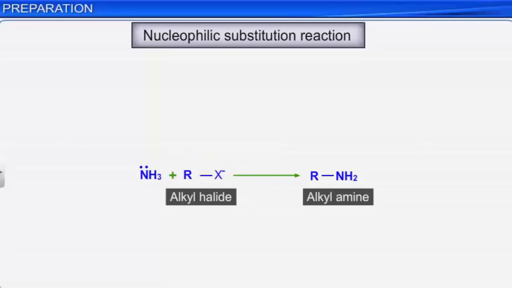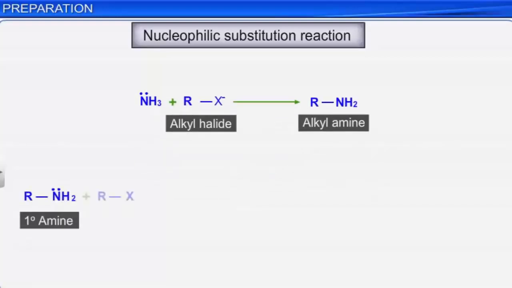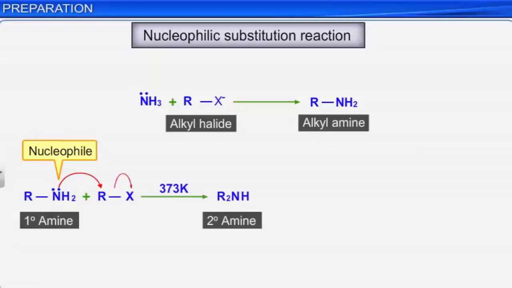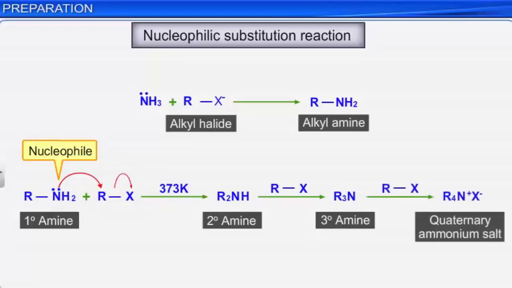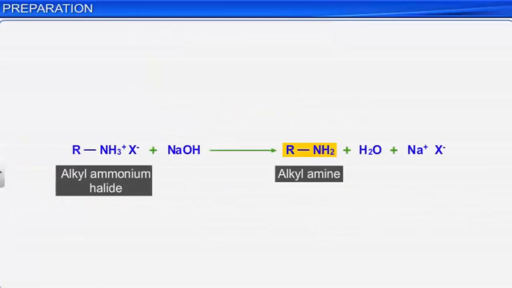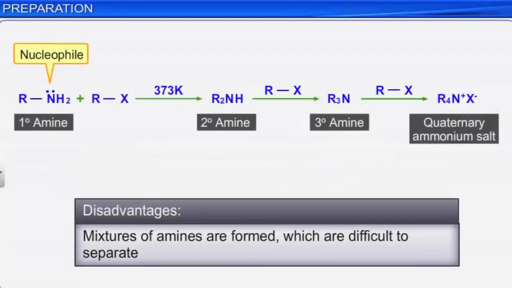The primary amine thus obtained acts as a nucleophile and reacts further with more alkyl halide to form secondary and tertiary amines as well as quaternary ammonium salt. The free amine can be obtained from the ammonium salt on treatment with a strong base, such as sodium hydroxide. Ammonolysis has the disadvantage of yielding a mixture of primary, secondary, and tertiary amines besides a quaternary ammonium salt, which is difficult to separate.